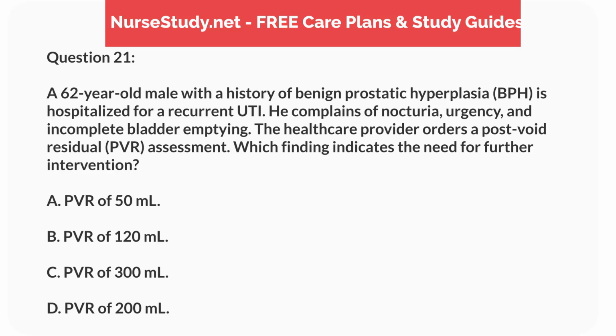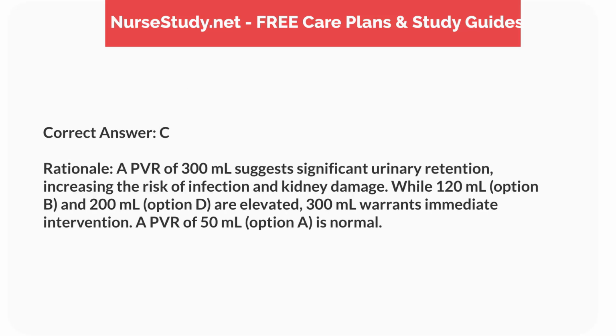C. PVR of 300 milliliters. D. PVR of 200 milliliters. Correct answer, C. Rationale: a PVR of 300 milliliters suggests significant urinary retention, increasing the risk of infection and kidney damage. While 120 milliliters, option B, and 200 milliliters, option D, are elevated, 300 milliliters warrants immediate intervention. A PVR of 50 milliliters, option A, is normal.